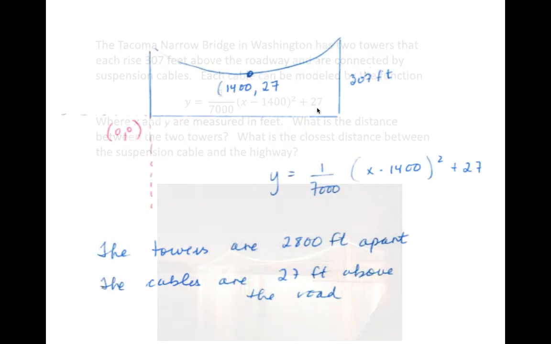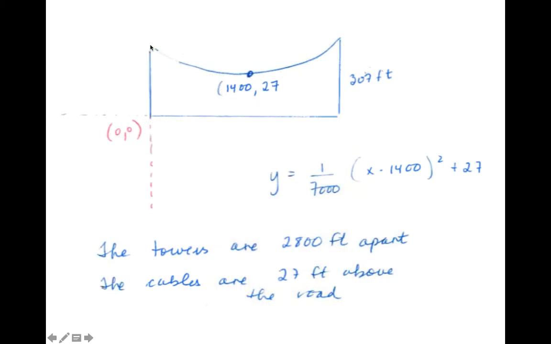So let's take a look at what it might look like. I've drawn a really simple drawing of this one. Here are the two pillars, 307 feet tall. I've got a parabola that dangles down between them with a vertex of (1400, 27).